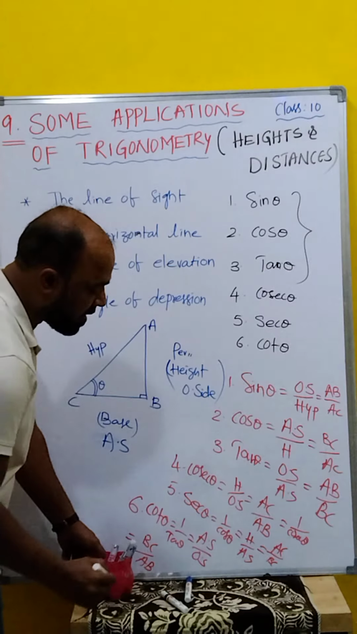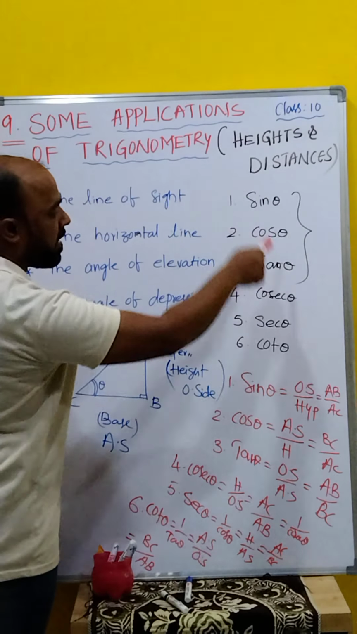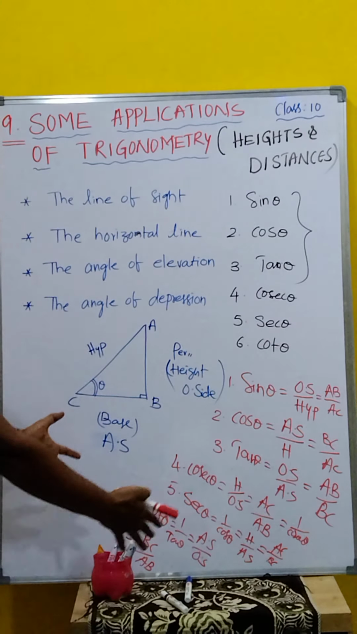Clear, children? These are the reciprocals we have. Previously you know this one. Okay, in chapter 8, introduction of trigonometry. That's the ratios we know now.